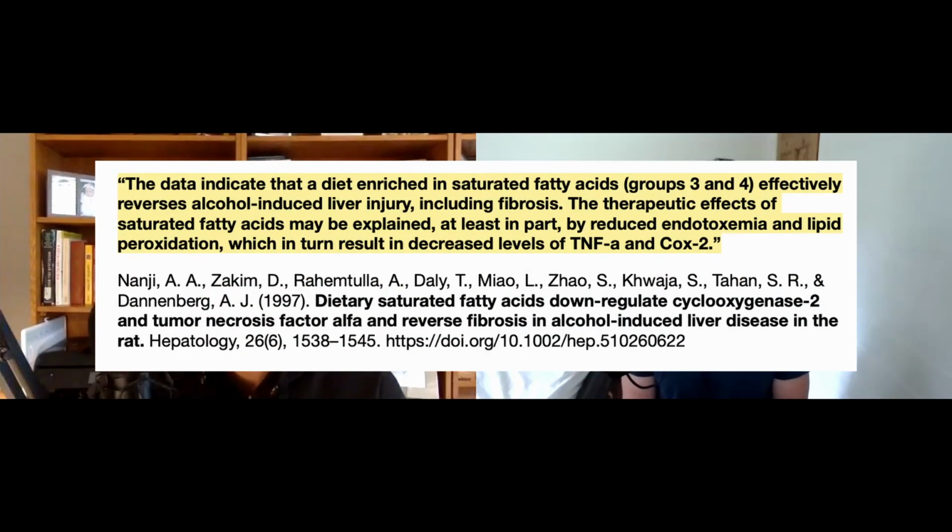But then they did a second study where they used MCTs, which are fully saturated. And in that one, they say that the data indicate that a diet enriched in saturated fatty acids effectively reverses alcohol-induced liver injury, including fibrosis. The therapeutic effects of saturated fatty acids may be explained, at least in part, by reduced endotoxemia and lipid peroxidation, which in turn result in decreased levels of TNF-alpha and COX-2. So we're seeing decreased inflammation, decreased peroxidation, and reduced endotoxin.